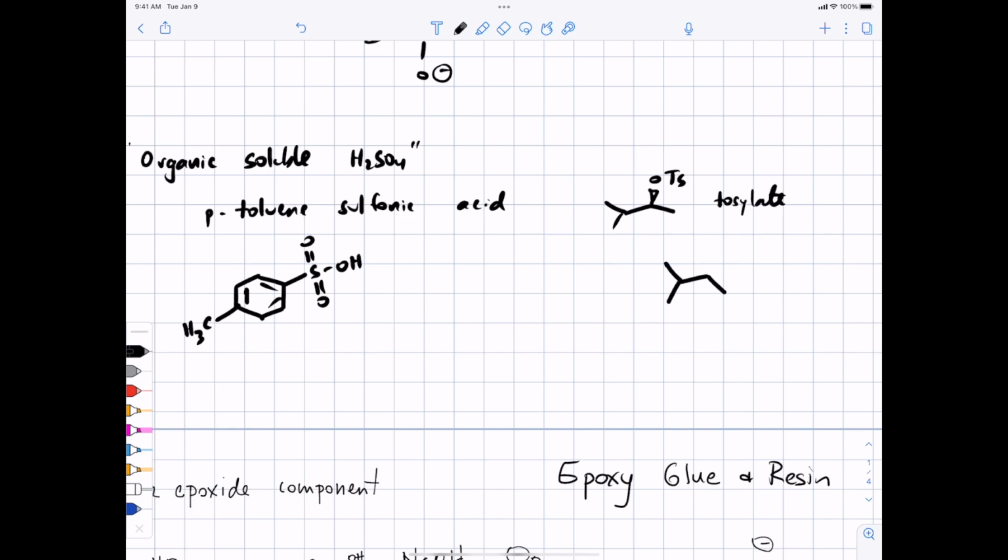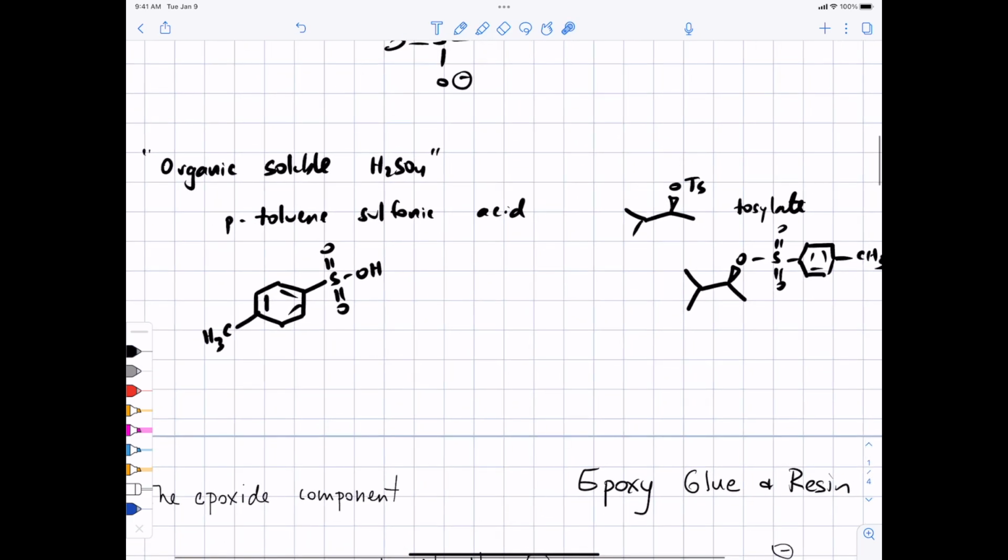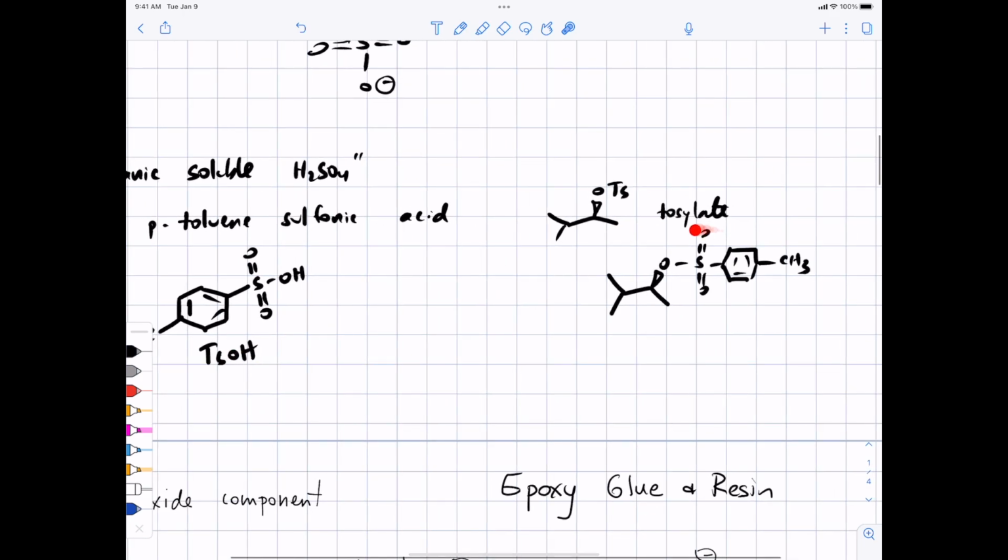is actually a sulfonic acid ester, basically. So the conjugate base of TSOH, that's the abbreviation we'll use for this, the conjugate base of TSOH is this group if it left. Not the same thing as TSCl, but they're related.